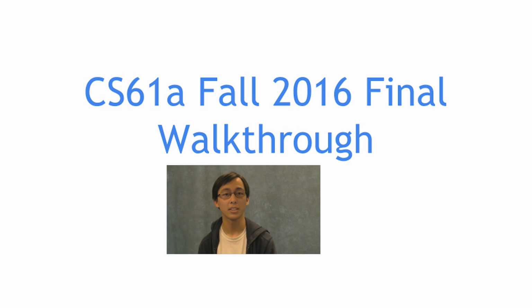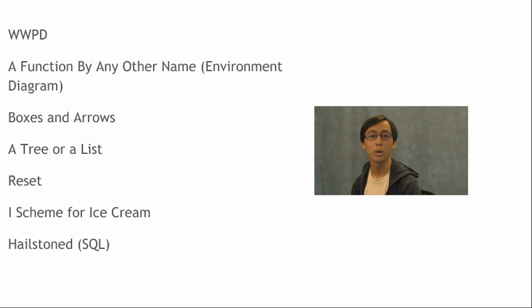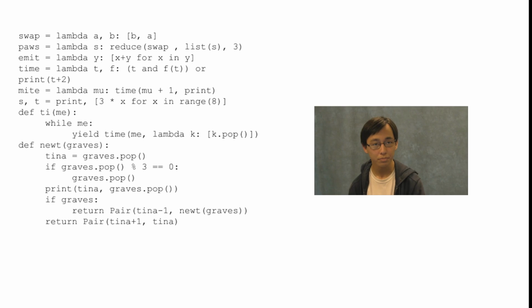61A Fall 2016 Final Walkthrough. This test has a What Would Python Display page, an environment diagram question, a page on box and pointers, a page on trees and or lists, a question on a reset function, a scheme question, and a hailstorm question. Let's just get right into it with the What Would Python Display questions.